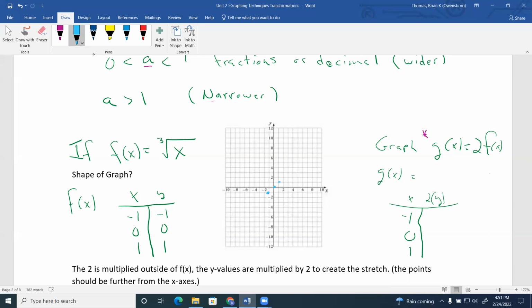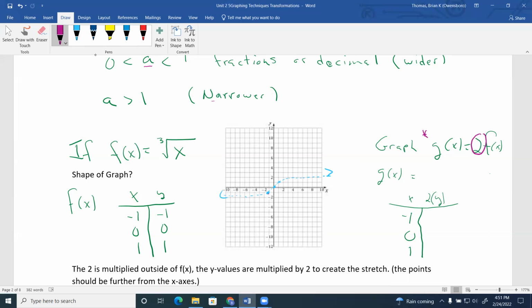Now remember, the cube root function runs closer to the x-axis. Runs along the x-axis and it turns and crosses and runs along the x-axis from the other side. So that's the cube root function as it takes on that look. Now what we want to graph is 2 times f of x. So we want to multiply the outside by 2. What that's going to do is create a vertical stretch.